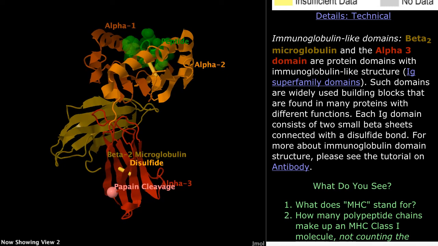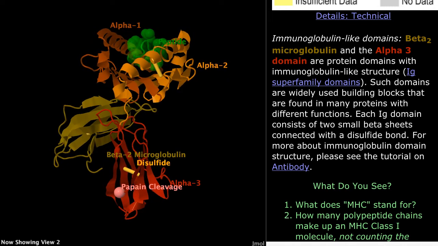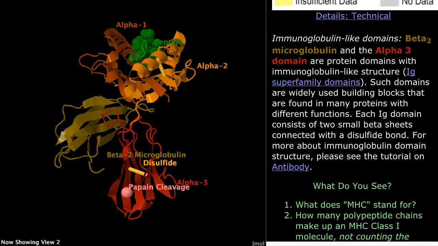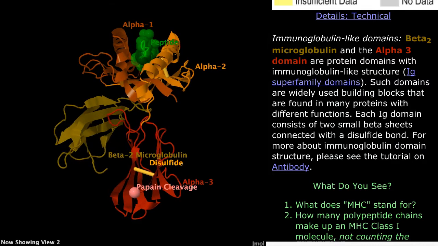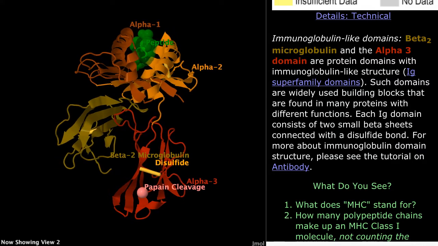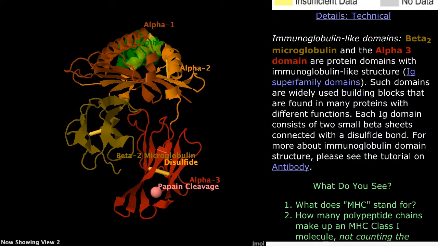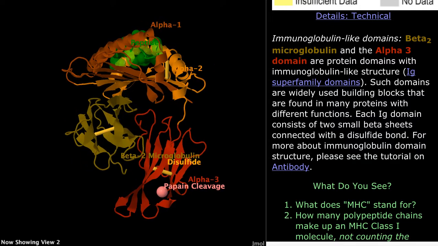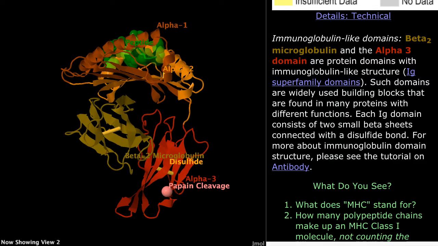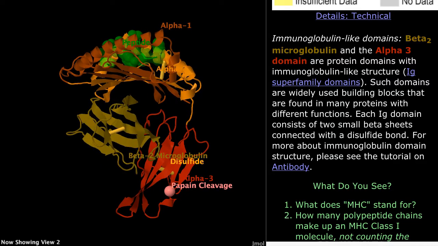The bottom two domains in this view, the beta-2 microglobulin chain and the alpha-3 domain, are immunoglobulin-like domains. They're members of the immunoglobulin superfamily. You'll find lots more about immunoglobulin superfamily domains in the antibody tutorial available at molviz.org.